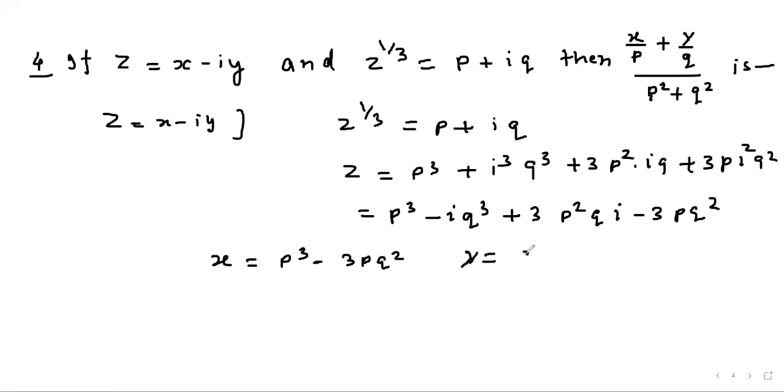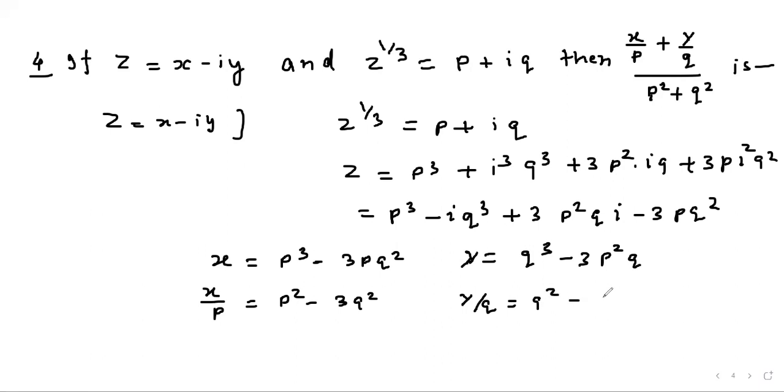So that will give q cube minus 3p square q cube. Now we find x upon p from here. So that is p square minus 3q square, and y upon q from here. So that is q square minus 3p square.